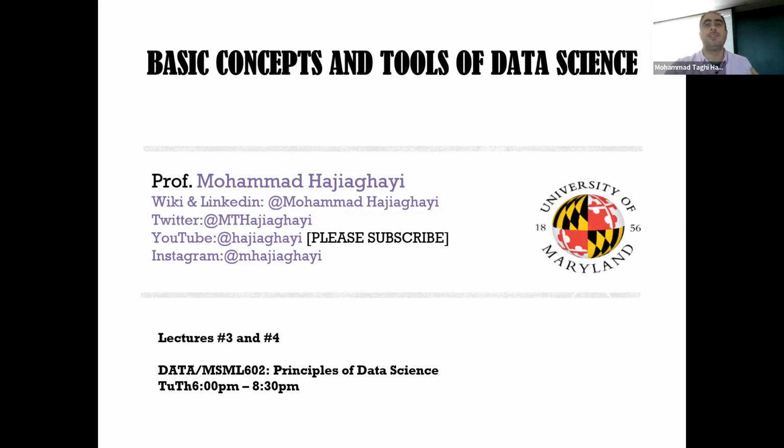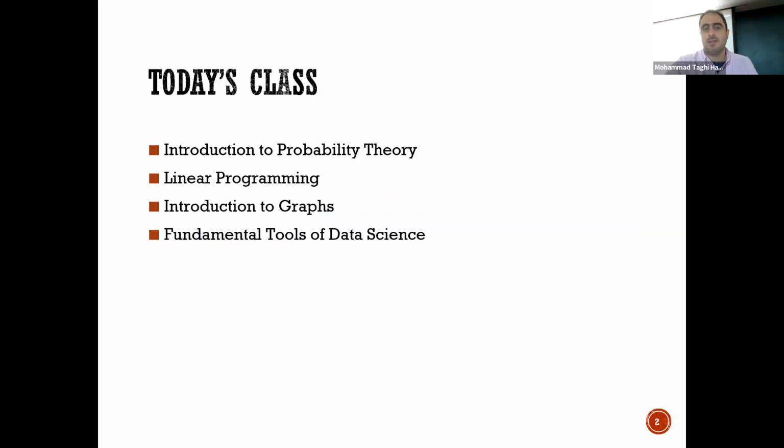But to do so, we need to have some tools. Some of the tools that we need are conceptual tools or fundamentals that we will talk about, and we already mentioned, for example, stats and other stuff. And some others would be programs or concepts that you need to know for this class. We want to go through this this week and the next week. So today, in particular, is the introduction to probability theory. Then we talk about linear programming, introduction to graphs, and fundamental tools of data science in the later section.